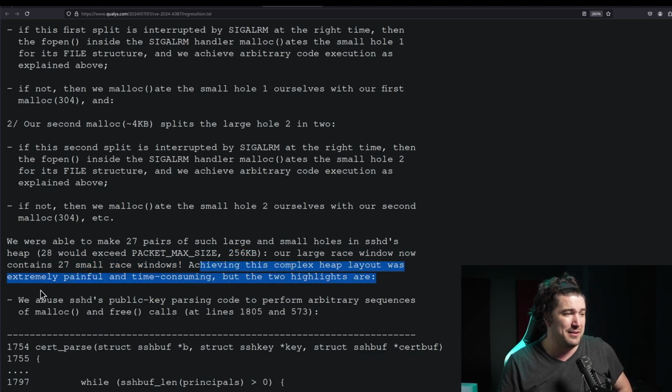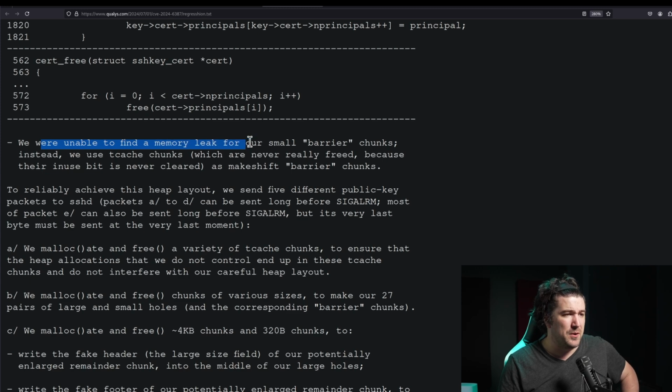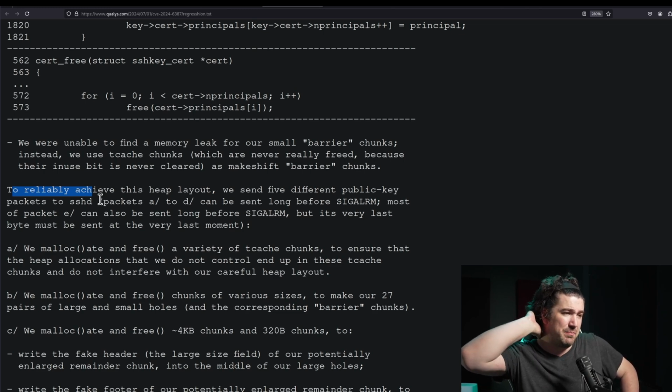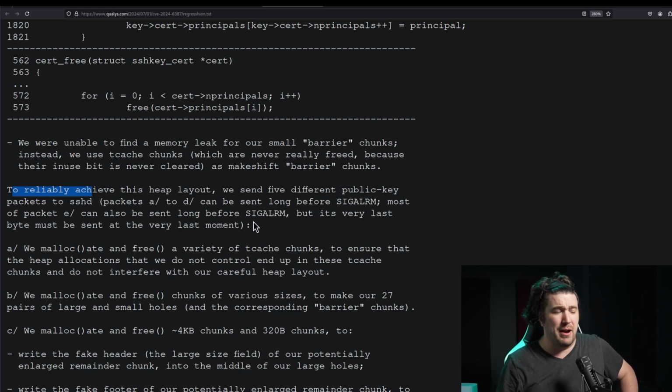Achieving this complex heap layout is extremely painful and time consuming, but the two highlights are: we abuse SSHD's public key parsing code to perform arbitrary sequences of malloc and free calls between those lines. We were unable to find a memory leak for our small barrier chunks. Instead, we used Tcache chunks, which are never really freed because their in-use bit was never cleared, as makeshift barrier chunks. To reliably achieve this heap layout, we send 5 different public key packets to SSHD. A to D can be sent long before SIGALRM. Most of packet E can also be sent long before SIGALRM, but its very last byte must be sent at the very last moment. Right. They talked about this where basically, because timing is everything, you want the smallest thing so it gets there as quickly as possible.